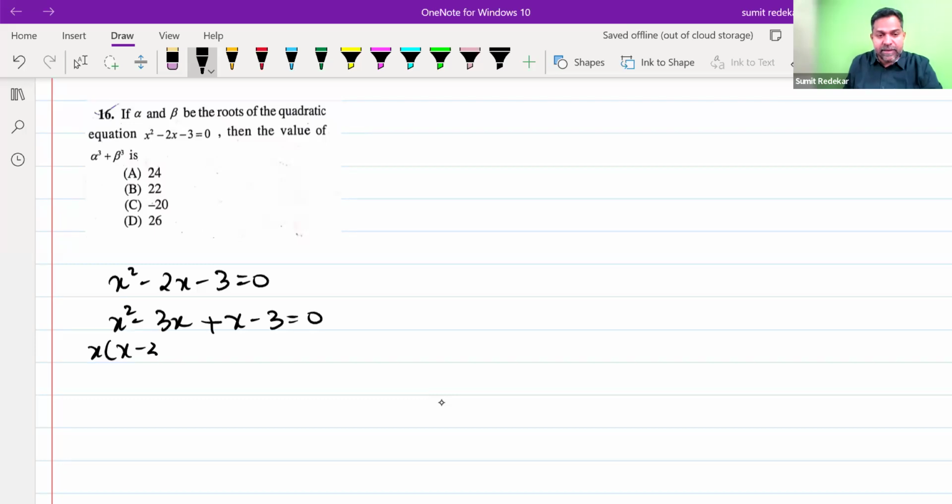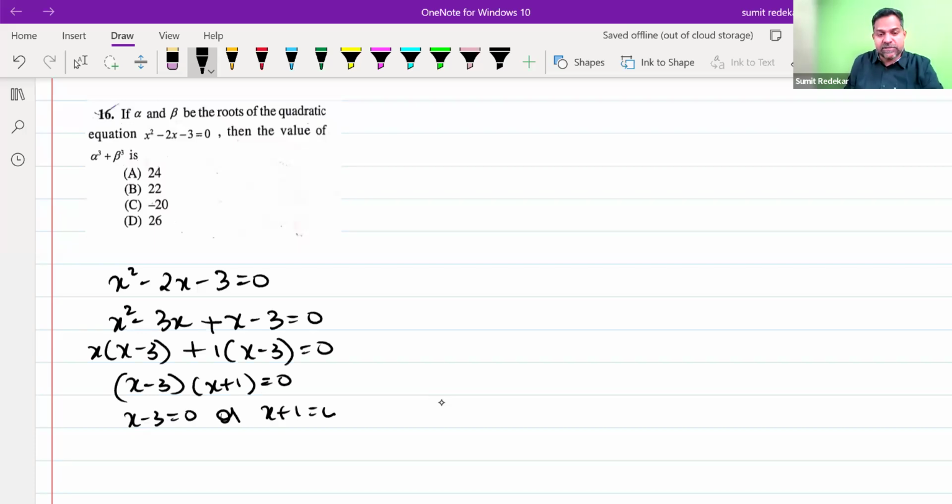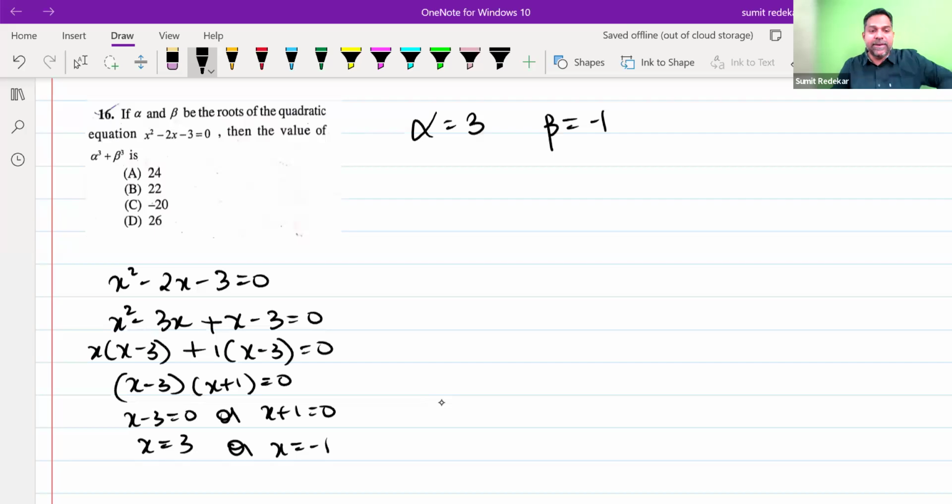X out common, x minus 3, plus 1 out common, x minus 3 is 0. x minus 3 into x plus 1 is 0. Either x minus 3 is 0 or x plus 1 is 0. Either x is 3 or x is minus 1. They want one root to be alpha, the other root to be beta.